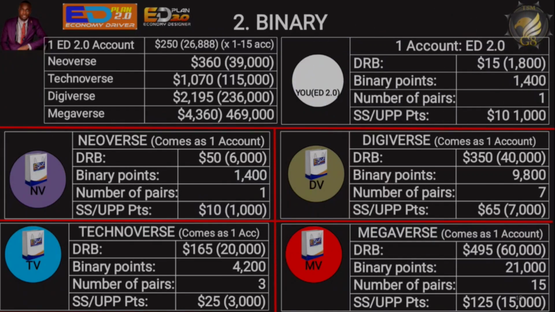So these tables are very important because if anyone is joining you with any of these packages, these are the characteristics that they are joining you with, or rather you benefit from any of these characteristics. So for example, if someone is joining with a Neoverse, of course you can say Neoverse gives you a direct referral bonus of 50 US dollars. What about if someone is joining you with a Megaverse? A Megaverse gives you a direct referral bonus of close to 500 US dollars. So that is now the difference between these packages, okay? And I believe you've been able to see that.